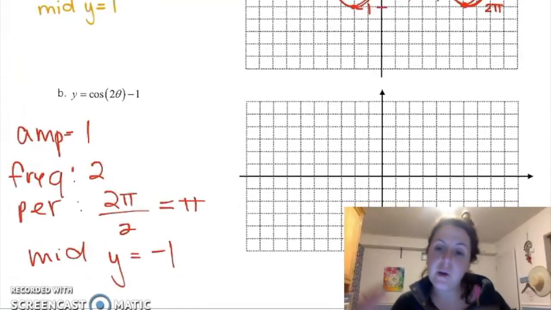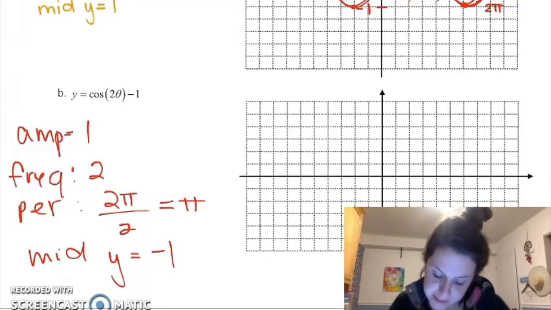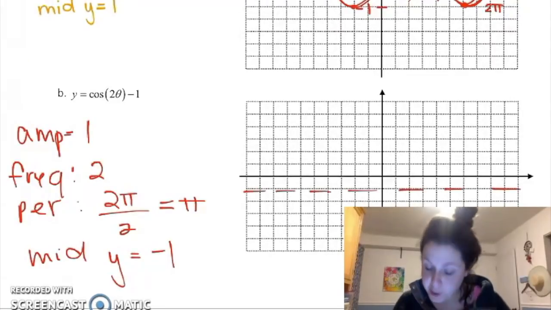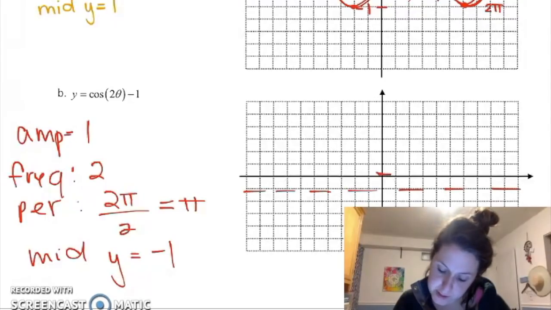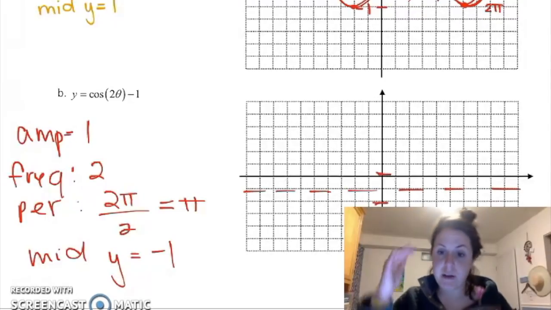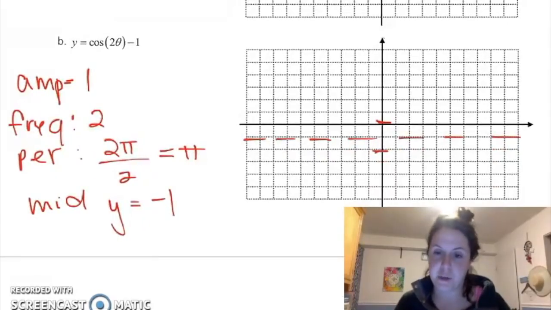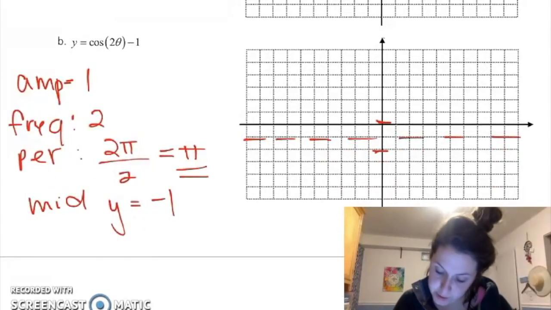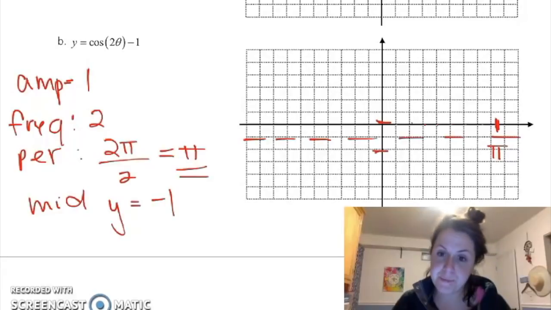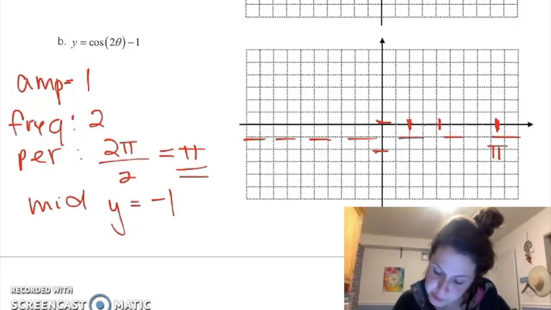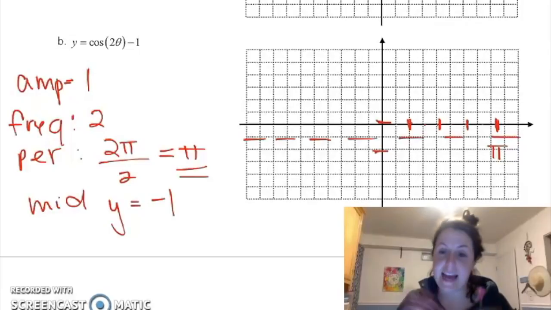Okay, so here's what I've got. I know that my midline will be at y equals -1. I know from there it should go up 1 and down 1. So 0 and -2 would be your max and your min. The period is 1 pi, so 1, 2, 3, 4, 5, 6, 7, 8. I'm going to label that point pi. That's 1 period. And then every sort of 2 spaces, I'm going to put a dash, and that'll be where my points are.